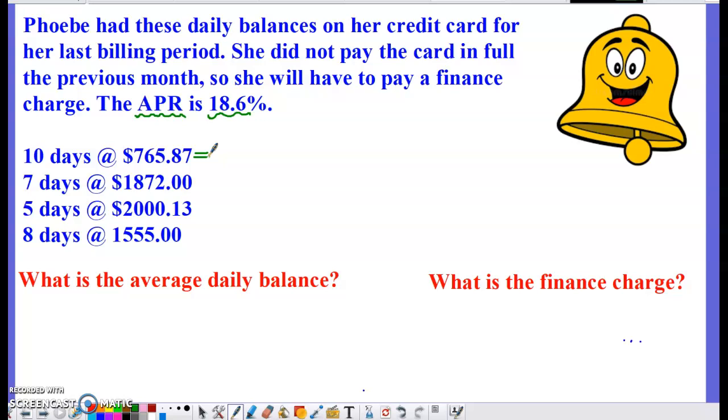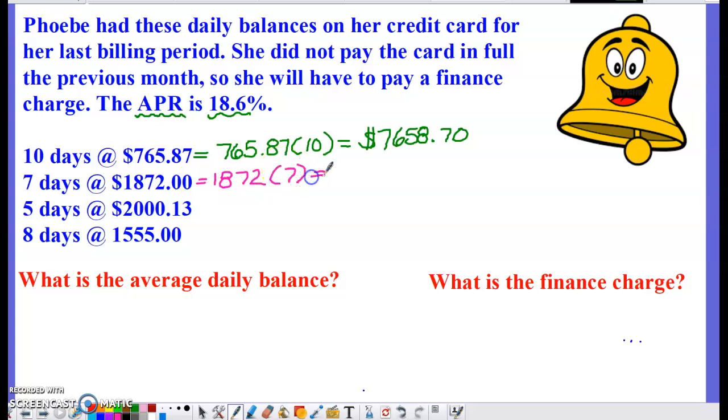So if they owed $765.85 for 10 days, we just go ahead and multiply this by 10, and you'll get $7,658.50. Same thing with the next line. Similar idea, except now you owe $1,872. But you owe that for 7 days, so we go ahead and multiply by 7, and we get $13,104.